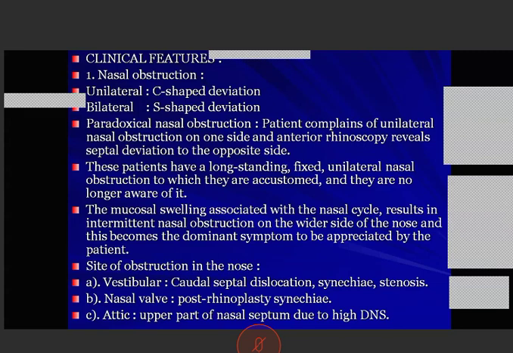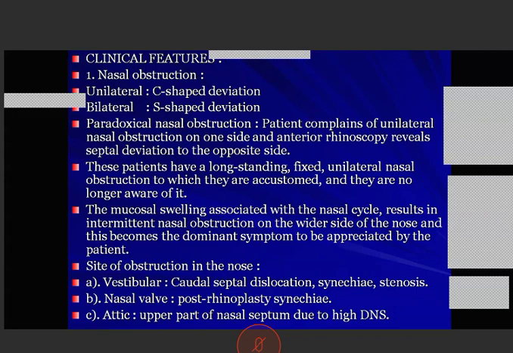Whenever there is a long-standing deviation to one side, the patient gets accustomed to that side's obstruction, so he doesn't feel that there is an obstruction on that side. Because of the roominess on the other side, there will be a compensatory hypertrophy of the inferior turbinate. So he keeps on telling that there is an obstruction on the other side of the deviation. When you examine, you see a deviation onto this side. Most of the patients, we get the same complaint.